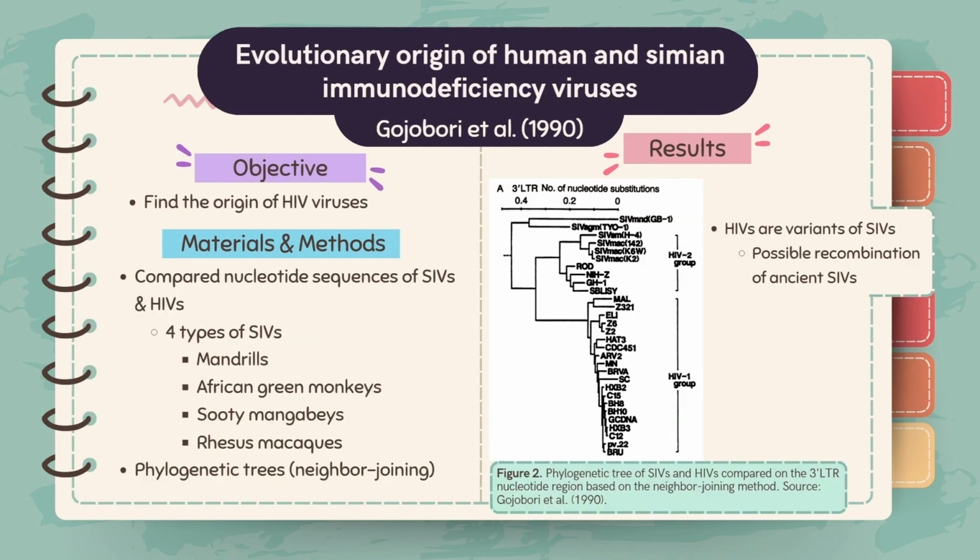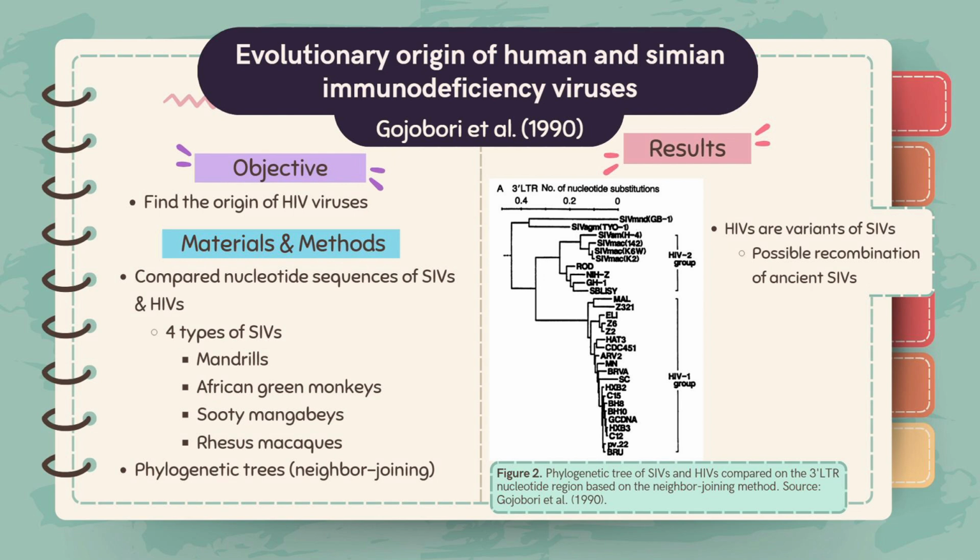200 years later, in 1990, Gojobori and their colleagues wanted to find the origin of HIV viruses, as it had not been determined yet at the time. To do this, they compared nucleotide sequences of HIVs and SIVs, short for simian immunodeficiency viruses, which come from monkeys and apes. They used 4 types of SIVs, for mandrills, African green monkeys, Pseudomangabes, and Rhesus macaques.